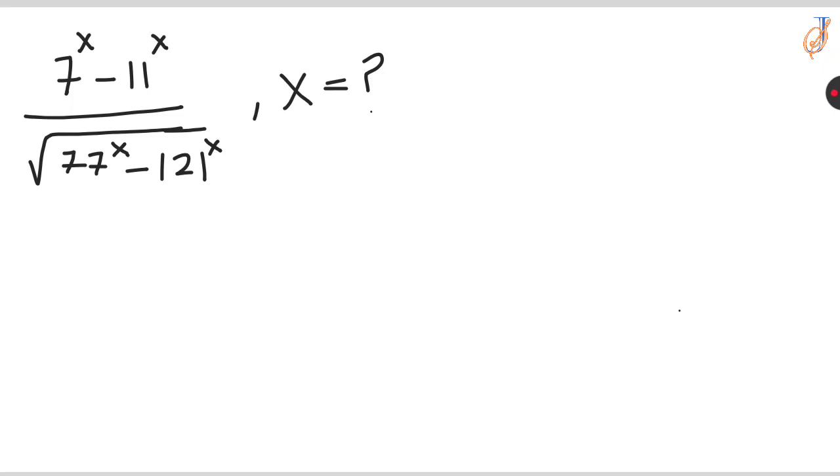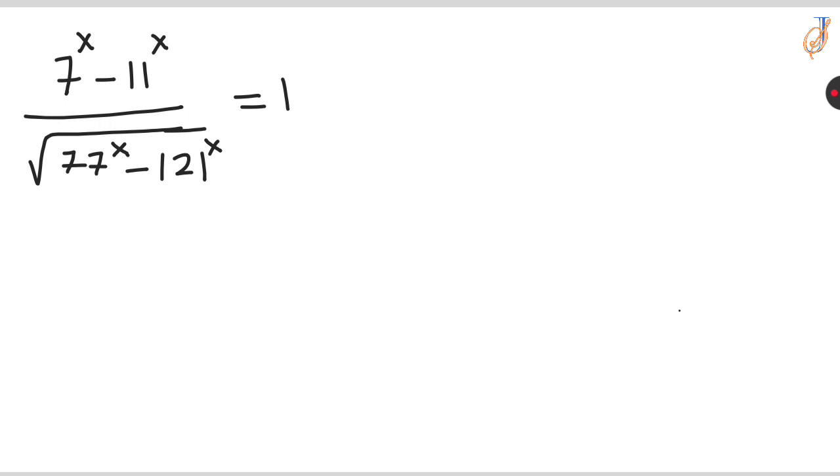Today we are tackling an algebra problem that requires creativity and problem solving skills. Here is the problem: (7 raised to the power of x minus 11 raised to the power of x) over the square root of (77 raised to the power of x minus 121 raised to the power of x) is equal to 1. Our goal is to find the value of x. It sounds simple, right? Let's go ahead and see whether it is simple or not.